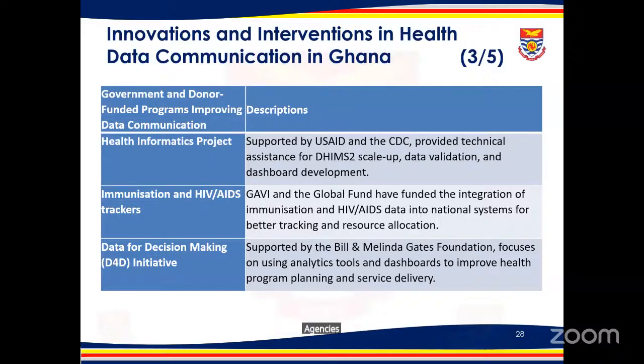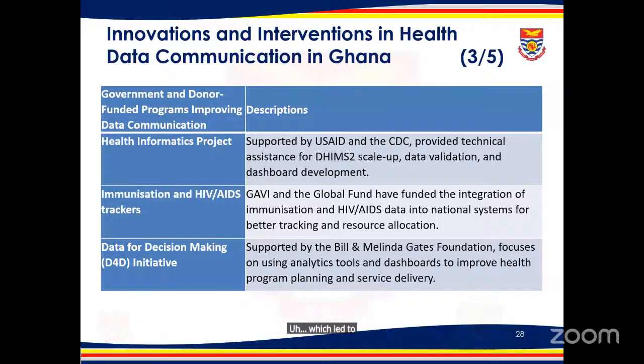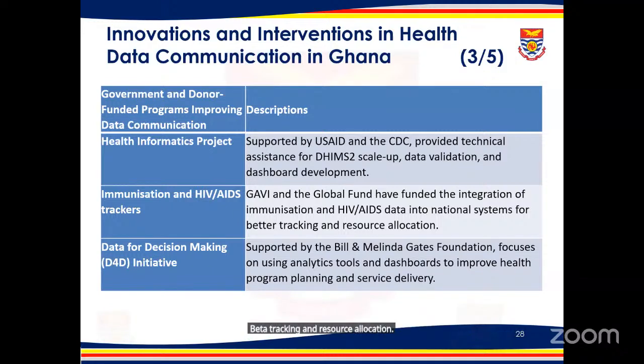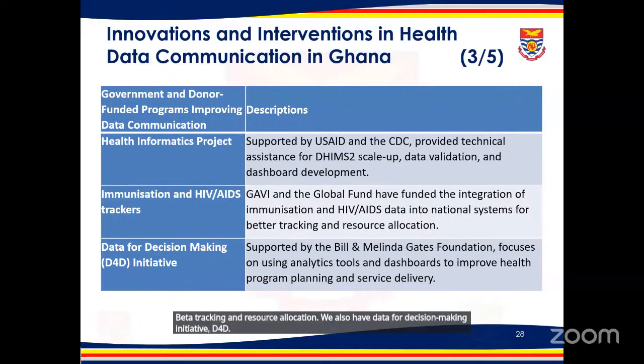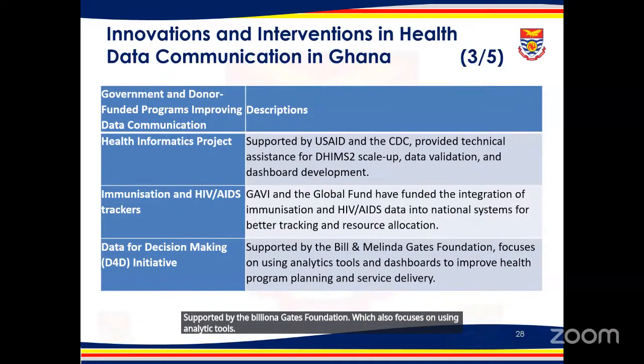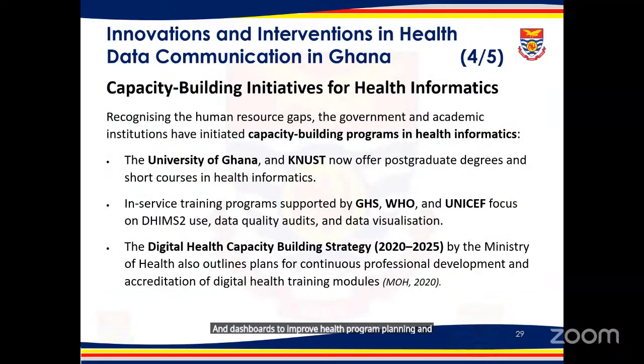agencies. We also have immunization and HIV trackers supported by Gavi and Global Fund, which led to the integration of the immunization and HIV data into the national systems for better tracking and resource allocation. We also have the Data for Decision-Making initiative, D4D, supported by the Bill and Melinda Gates Foundation, which also focuses on using analytic tools and dashboards to improve health program planning and service delivery.